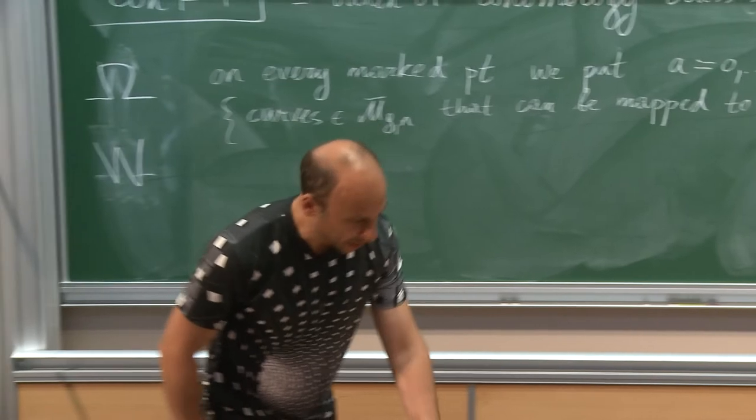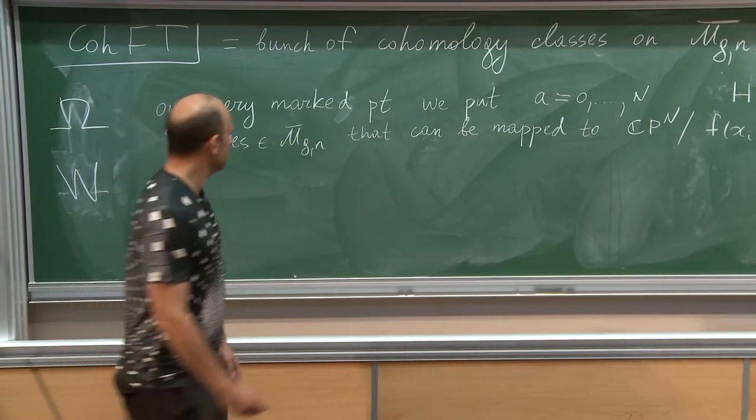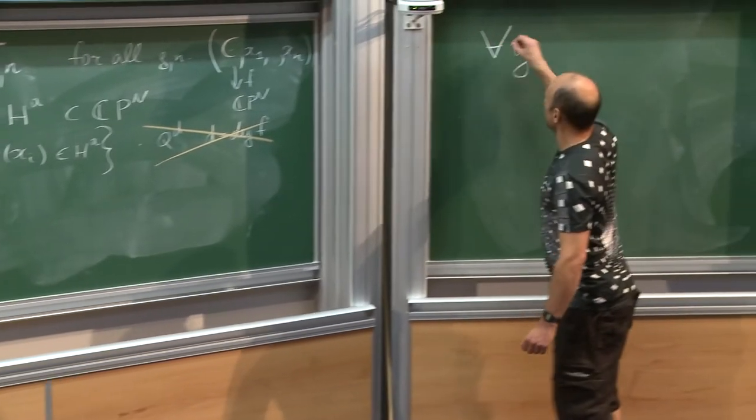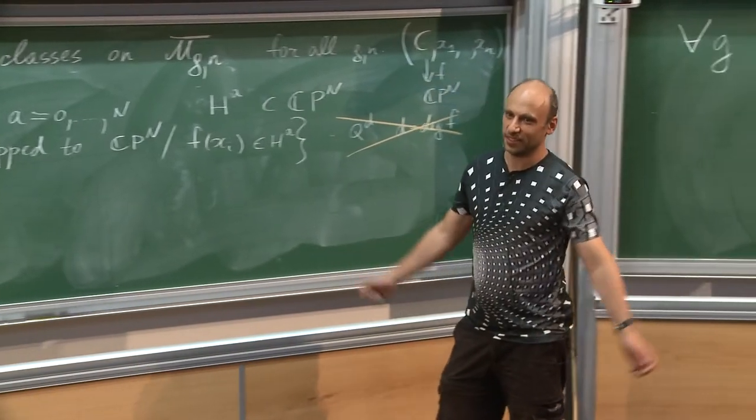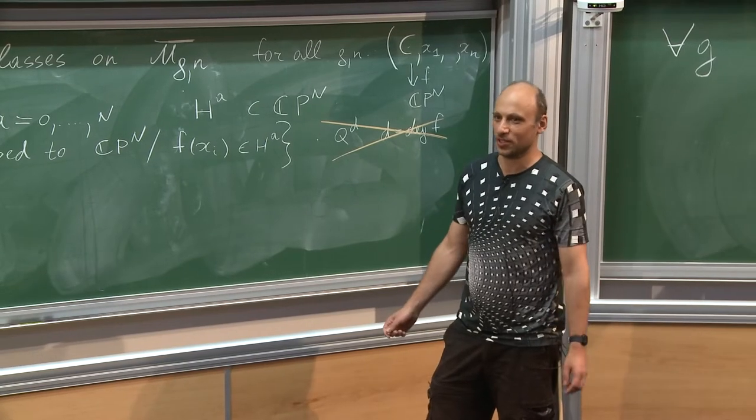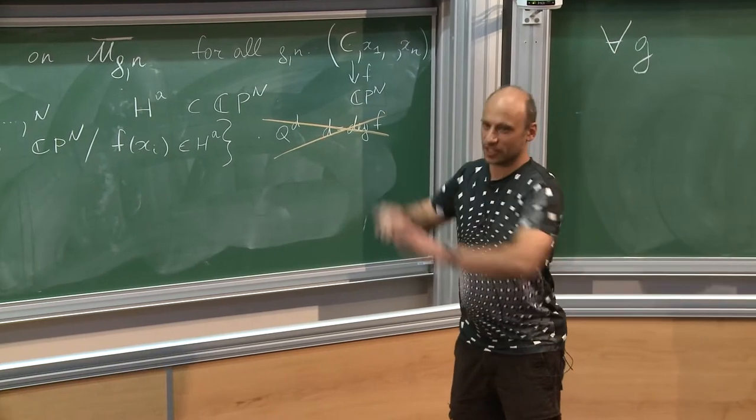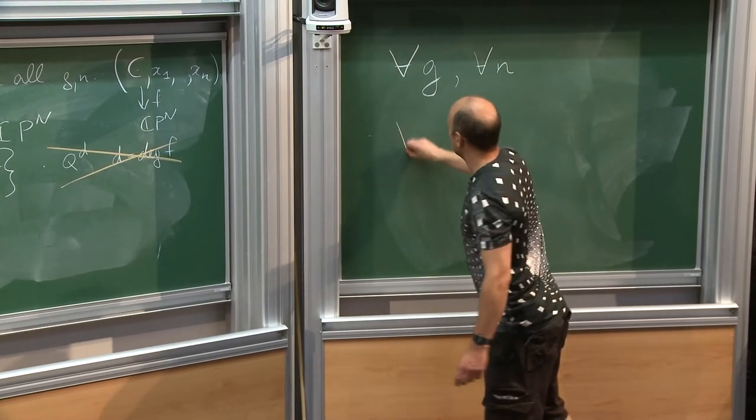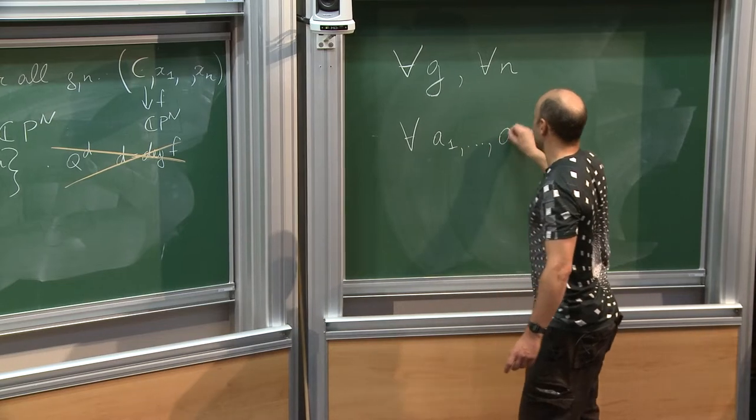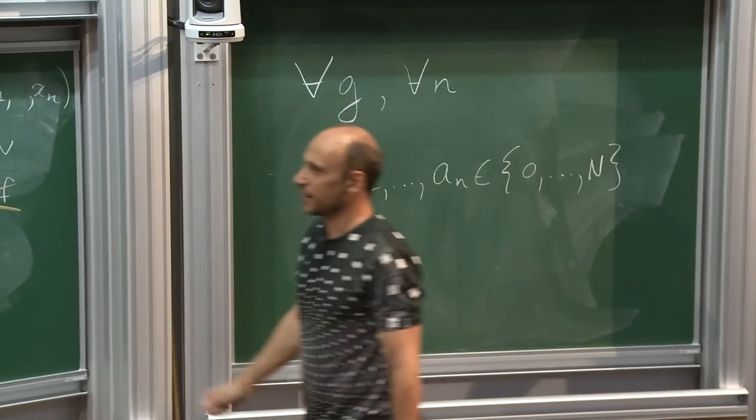So for every genus and for every collection of numbers a_1, ..., a_n, a given curve could have many maps. Well, it's a cycle, so if for every curve you have many maps, it means the cycle is zero. So the proper way is to say that you look at the space of maps and then you project it to M_{g,n} bar. So for any g, for any n, for any collection of a_1, ..., a_n from 0 to n, you get a cycle in M_{g,n} bar.